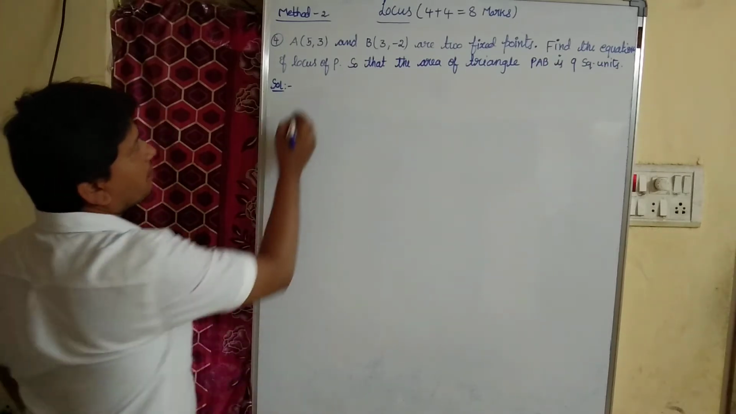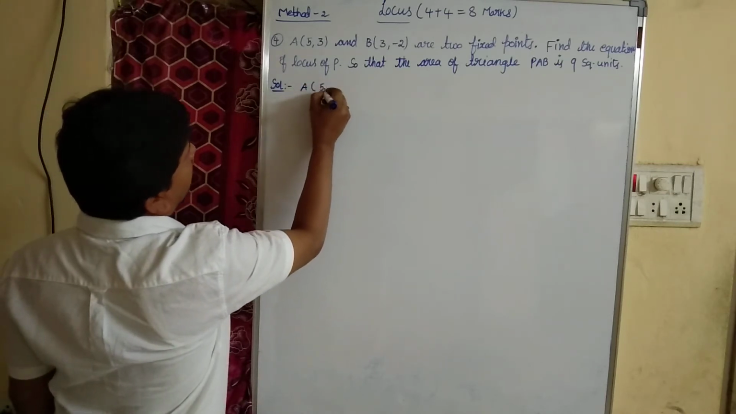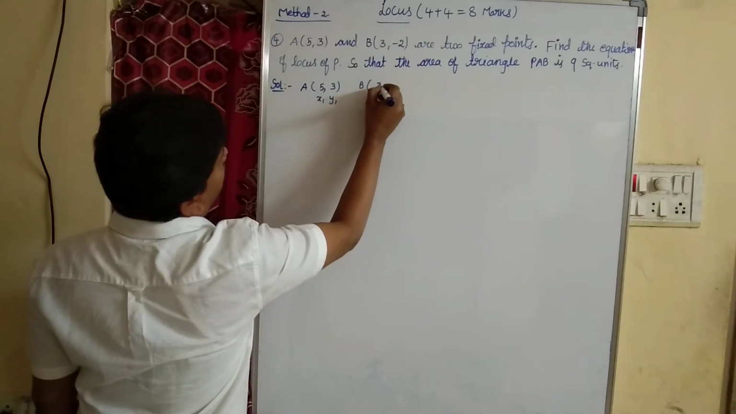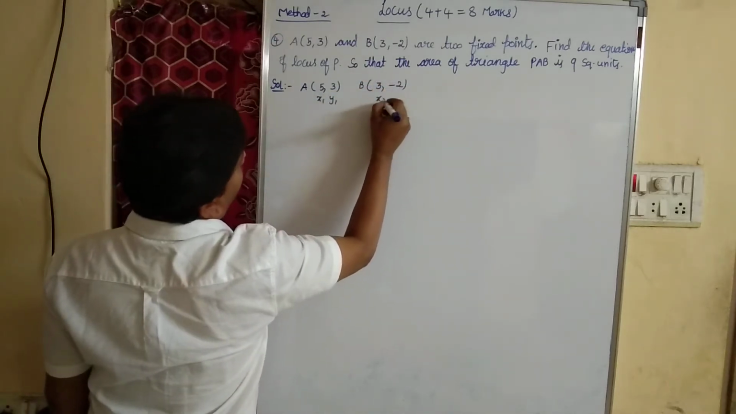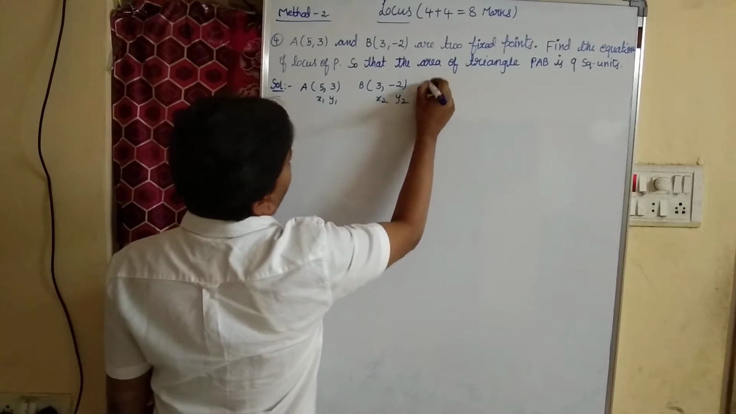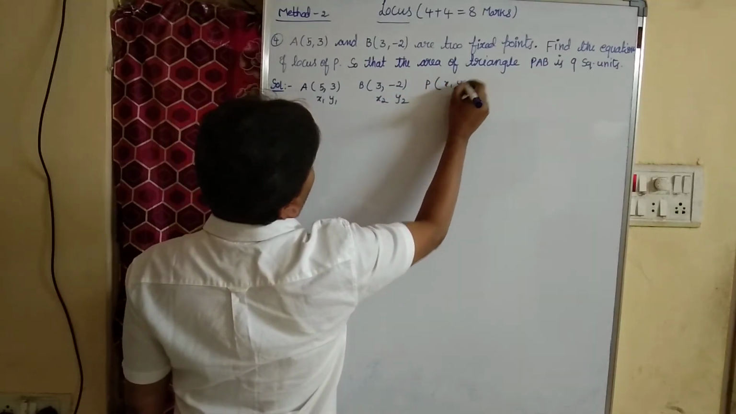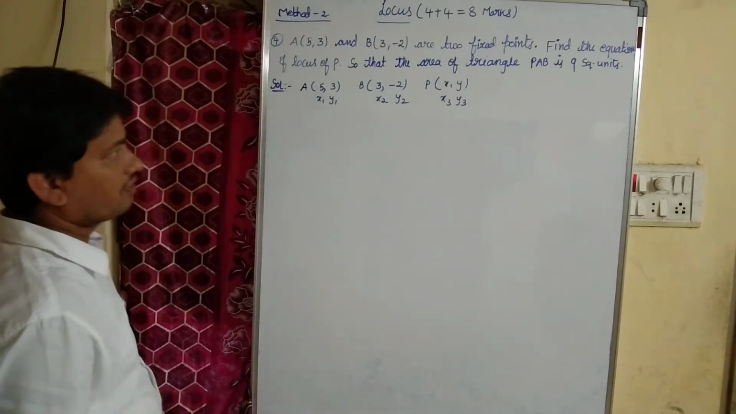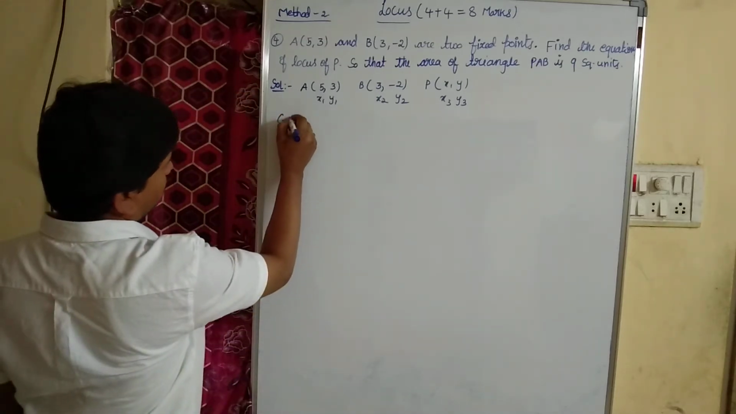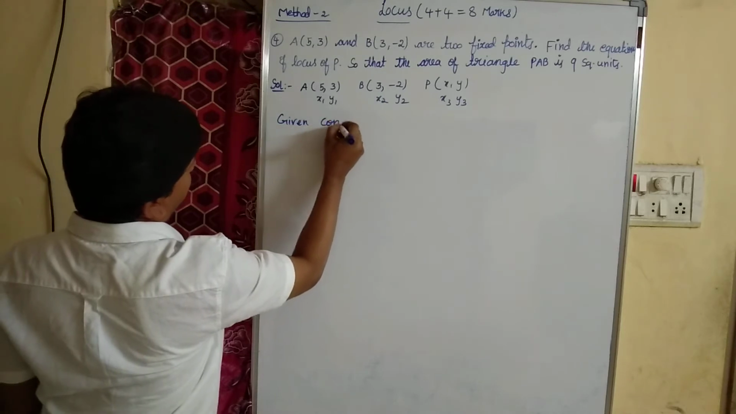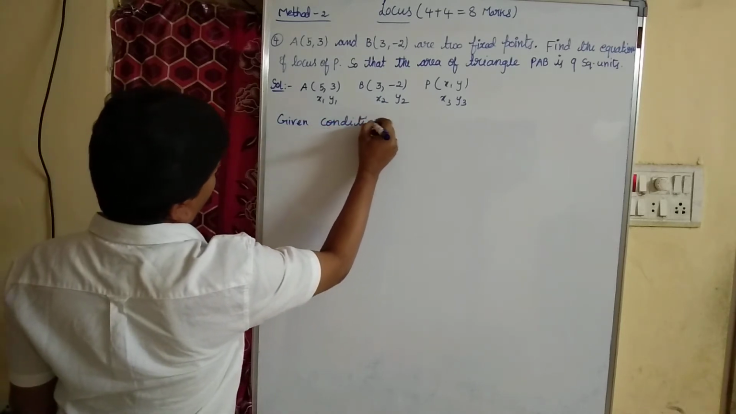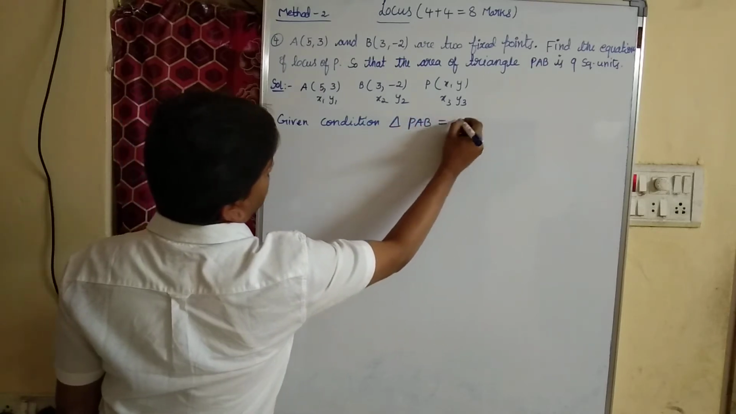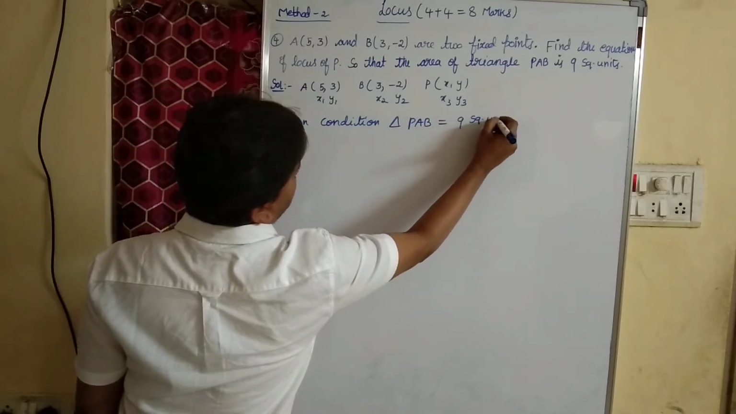So, given points are what? A is 5, 3, we call it x1, y1. B is 3, -2, we call it x2, y2. And P is x, y, we call it x3, y3. And what is the given condition? Given condition: area of triangle PAB is 9 square units.